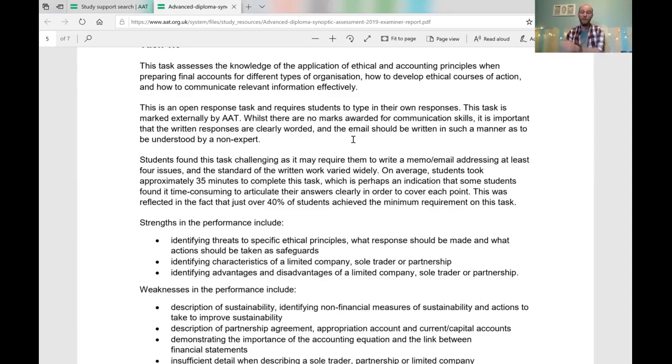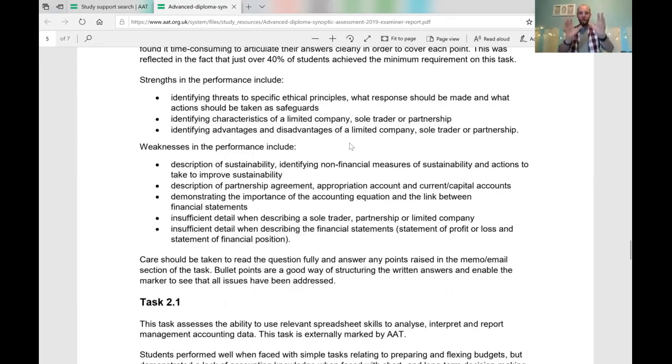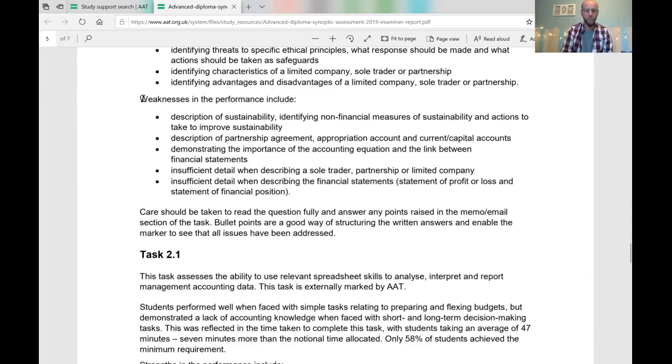If it doesn't make sense to you, it certainly won't make sense to the examiner when they read it and try and mark it for you as well. Okay, so what I do then is obviously read that first bit and start to get an idea of where students are generally struggling, and then I jump straight to these weaknesses here.